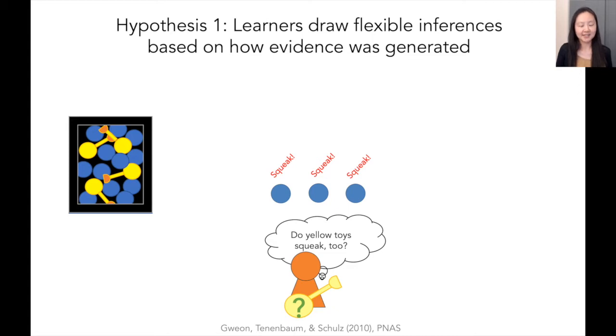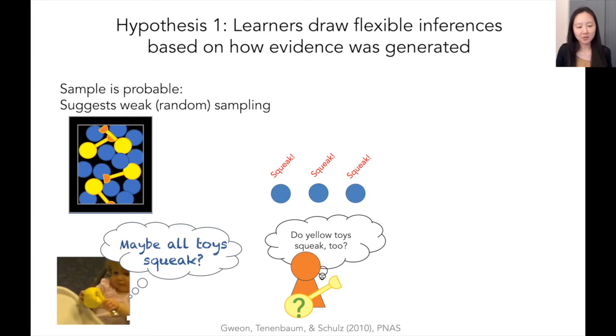Well, in this case, there's nothing special about the fact that I took 3 blue toys out of the box. The sample is quite probable, given the composition of the population, which might suggest random sampling. Perhaps I might selectively sample them, but it's not clear. So if you were a baby, well, the yellow toy comes from the same box. They kind of look the same. So there's no reason to not try squeezing a few times to see if it squeaks.